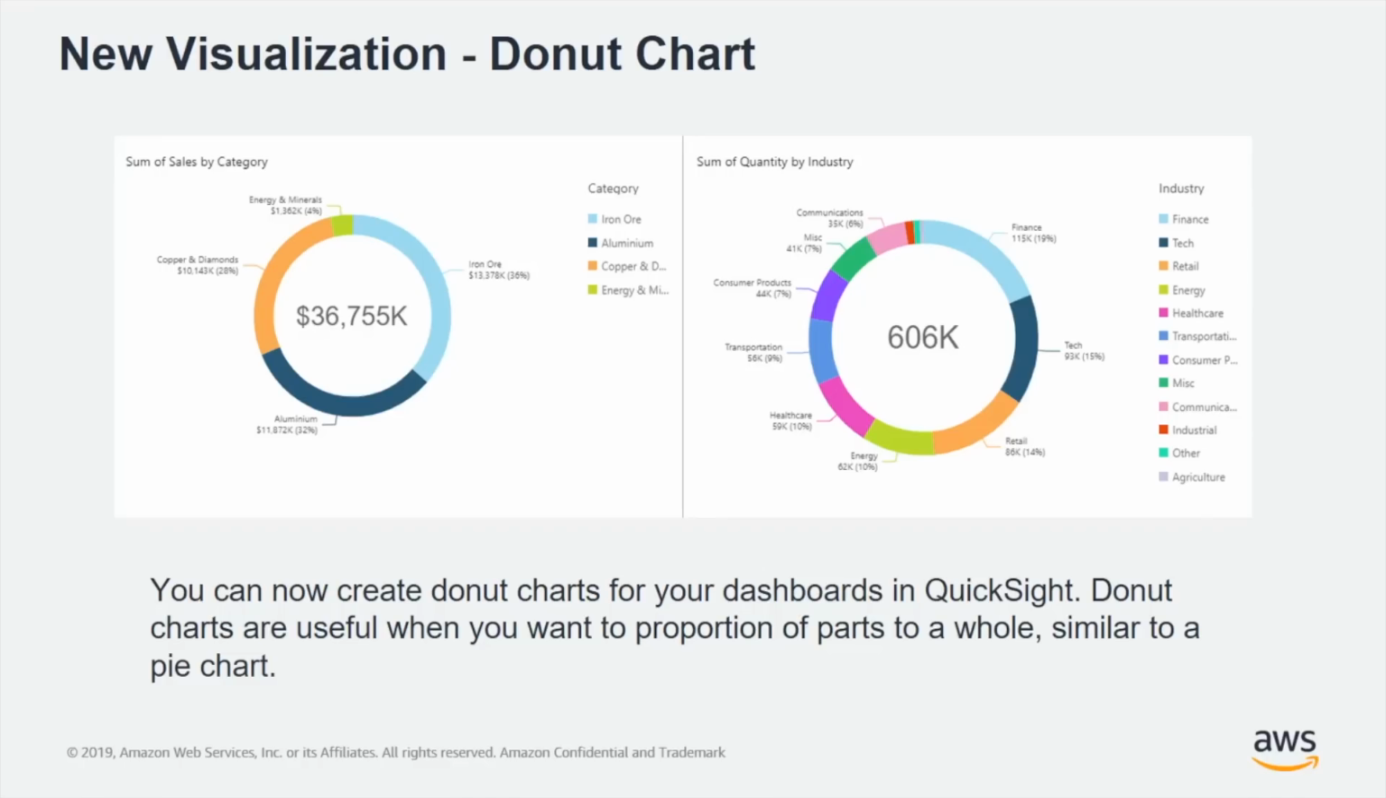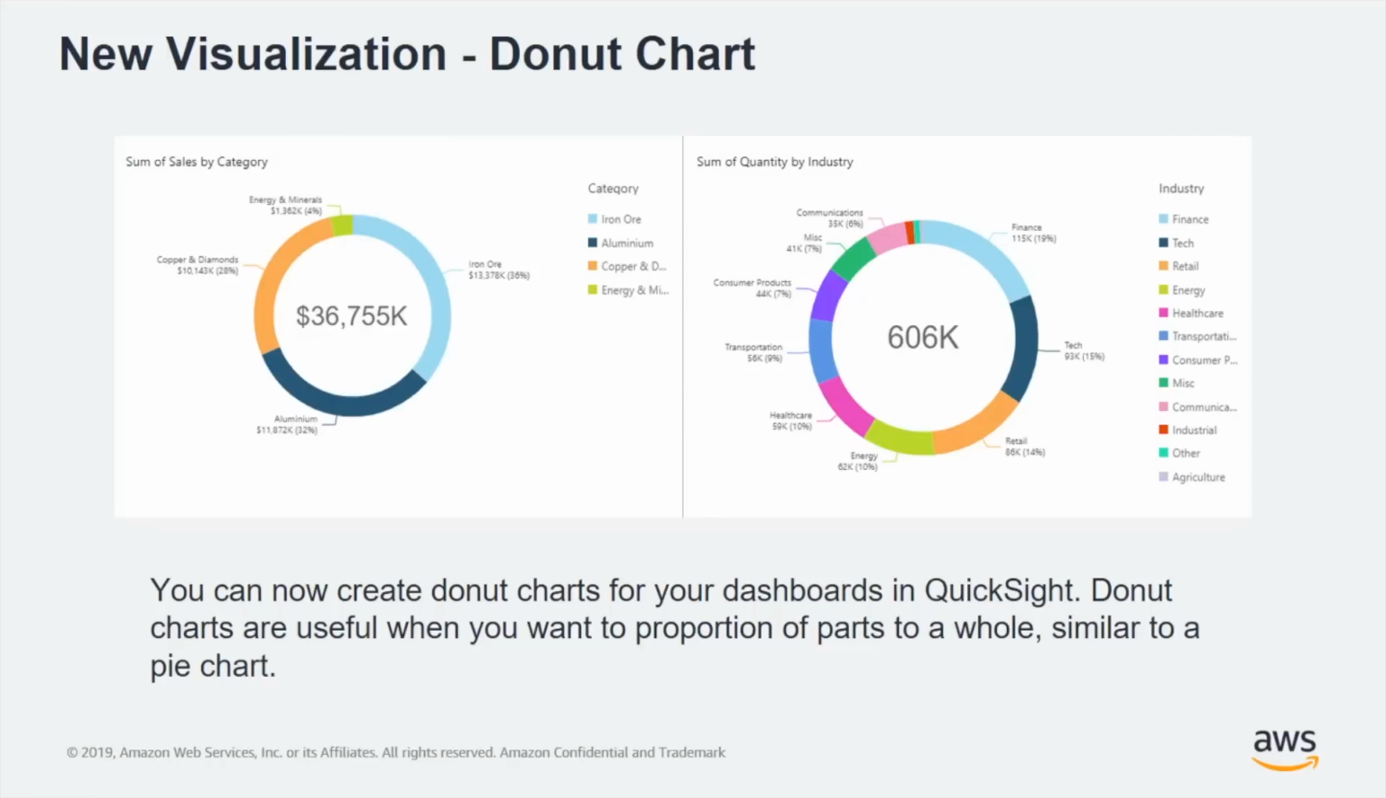In addition to the gauge chart, we've also added a new visualization called a donut chart in this release. Donut charts are very good for showing contributions of individual parts to the whole. Very similar to how you would use a pie chart or a stacked bar chart. It in fact looks very similar to a pie chart, just aesthetically a little bit different. And it also includes the ability to include the total in the middle of the donut that we see here.